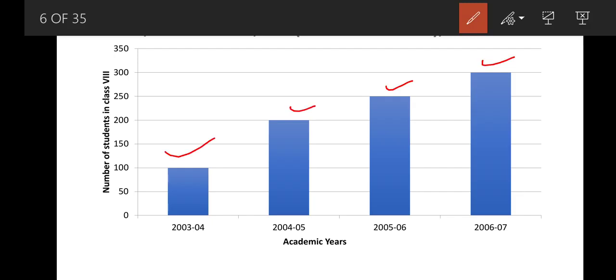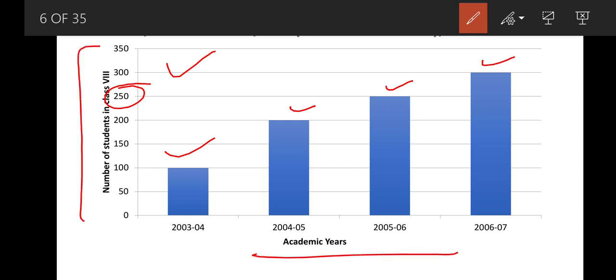Like for 2005 and 2006 years, 250 students were there in class 8th, and in 2006 and 2007, 300 students were there in class 8th. Likewise, the height of the bars is proportional to the respective values. These are the values, and this x-axis shows the academic years.